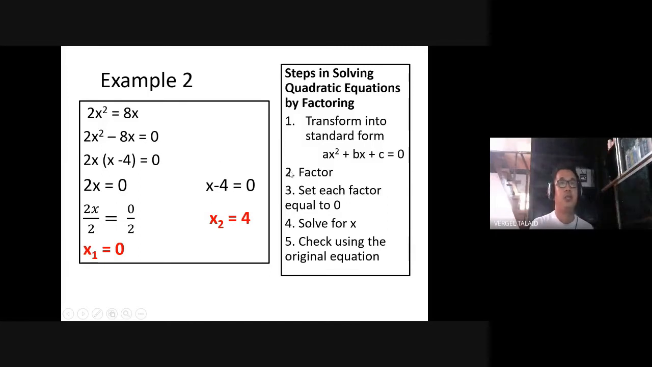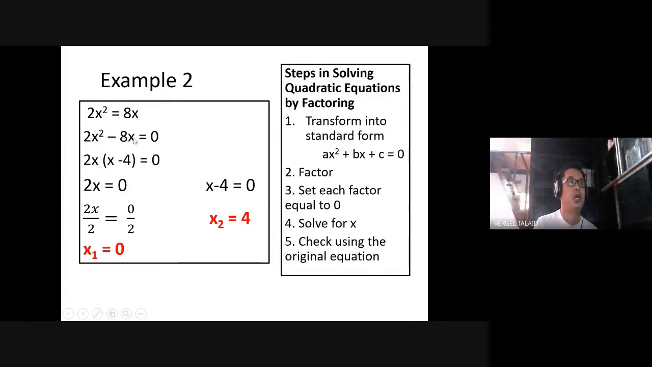The next step is factor the left side of the equation. Since 2x squared minus 8x has a common monomial factor of 2x, where did you get 2x here? 2 is the GCF of 2 and 8.